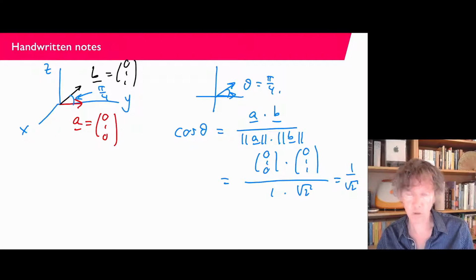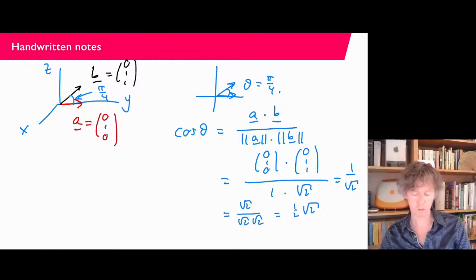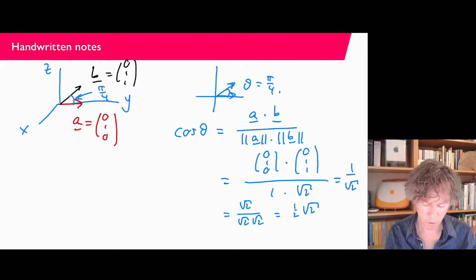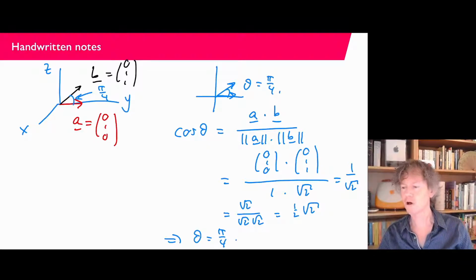If you multiply the numerator with the square root of 2 and also the denominator, then you see that this is the same as a half square root of 2, because in the denominator it says 2. So which angle theta has cosine equal to a half square root of 2? That's pi over 4. So indeed, we find that theta equals pi over 4. That gives us a little bit of confidence that this formula indeed holds. Now, let's look at a couple of special cases.